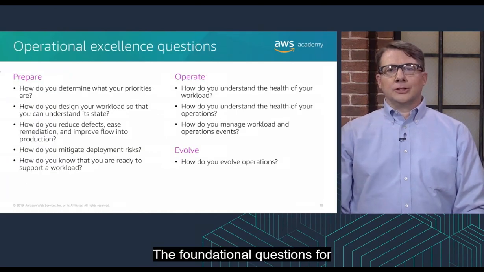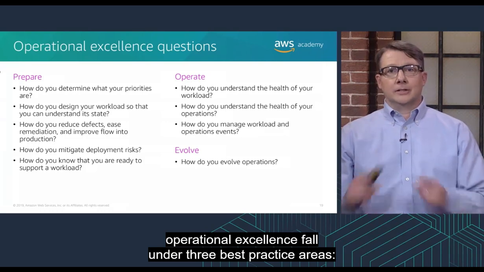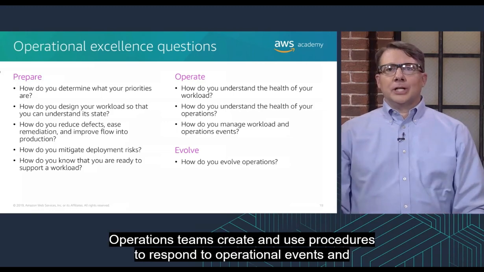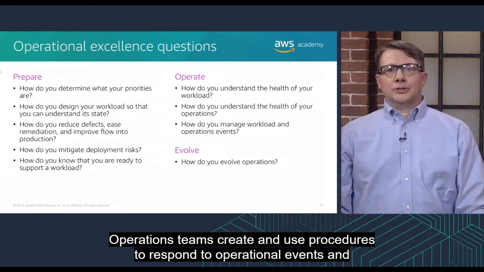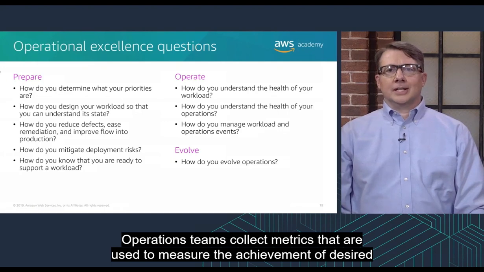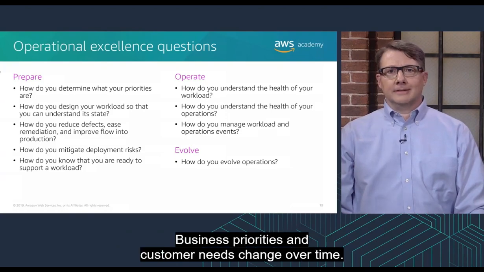The foundational questions for operational excellence fall under 3 best practice areas: prepare, operate, and evolve. Operations teams create and use procedures to respond to operational events and validate the effectiveness of these procedures to support business needs. Operations teams collect metrics that are used to measure the achievement of desired business outcomes, business priorities, and customer needs.